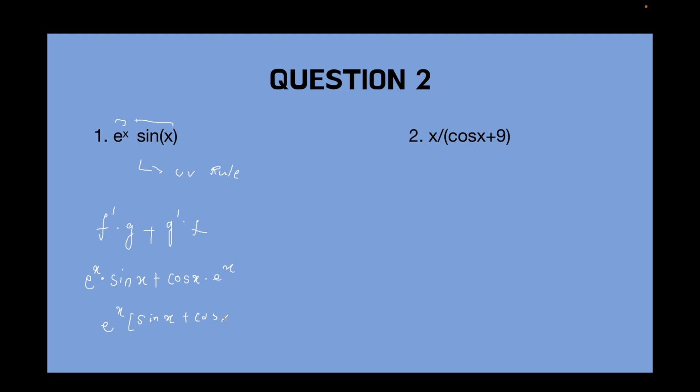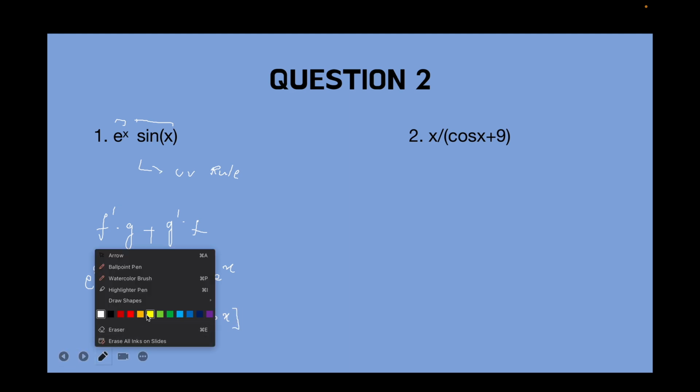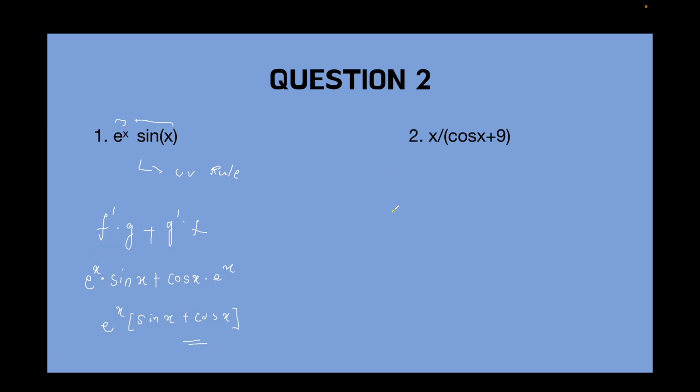Okay, this is the answer. Now the second question you can try on your own. It is x by cos x plus 9. Let us solve it now. This question is based on the u by v rule. Okay, try it. This is f of x, this is g of x. Use the u by v rule. Don't use a second method because you don't know something called the chain rule. So use the u by v rule now.